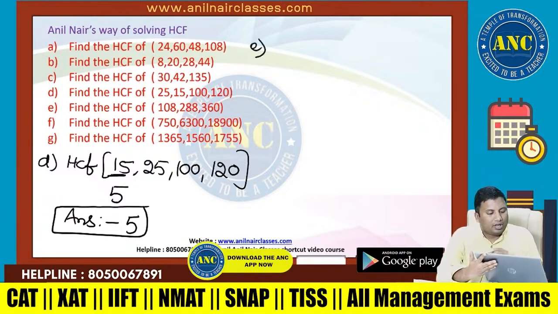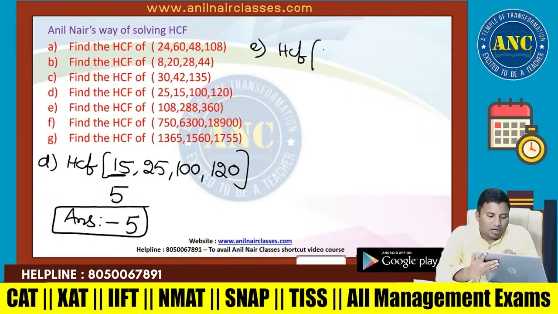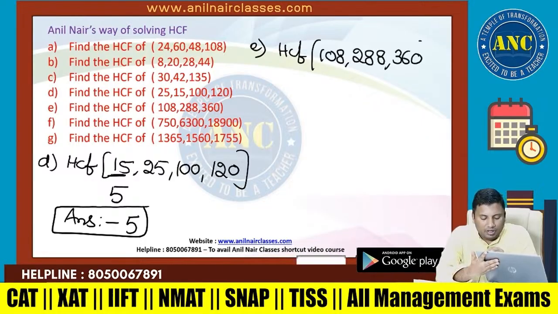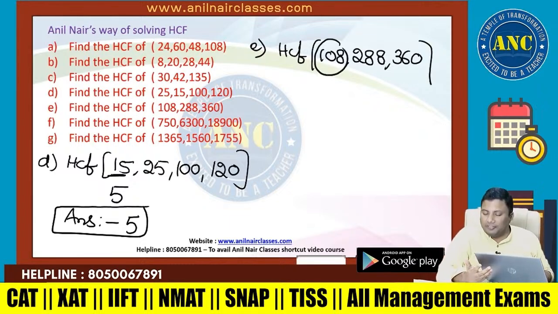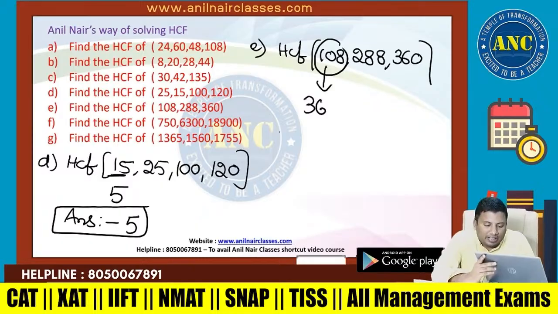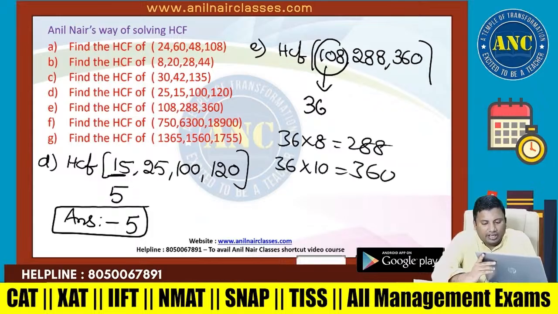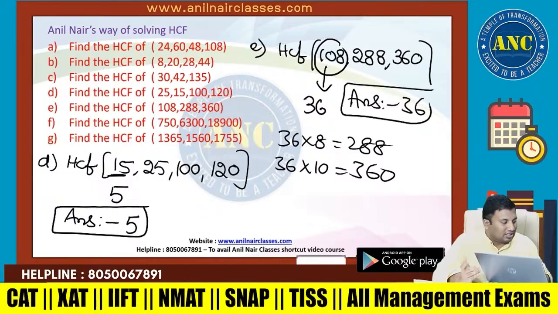Option E. Find the HCF of 108, 288 and 360. Factor of the lowest number 108. 108 is not a factor of 288. So the next factor is 36. 36 8s are 288. 36 10s are 360. It should divide every other number. So answer is 36.